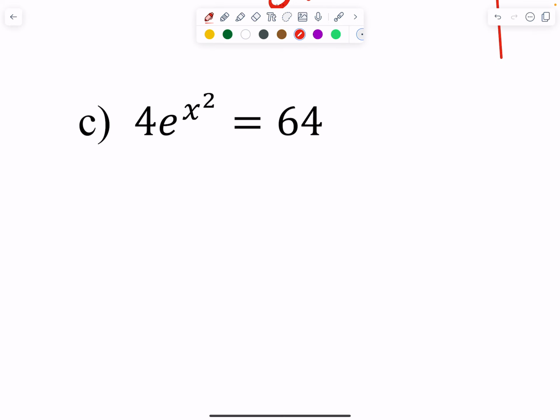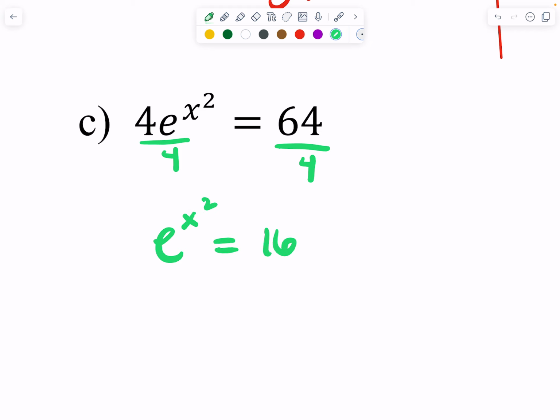Okay, now this is a little bit different. Notice we have 4 times e to the x squared power equals 64. We cannot rewrite this equation quite yet in its equivalent log form. We would have to think about dividing by 4. We need to get that base raised to a power by itself on one side of the equation before we can use that definition. So then we have e to the x squared equals 16.